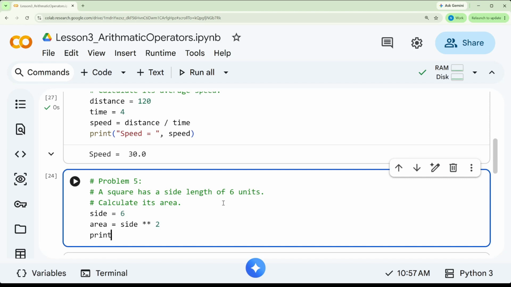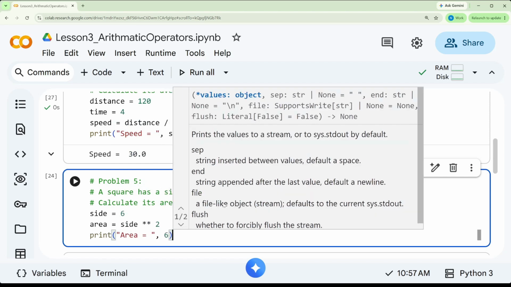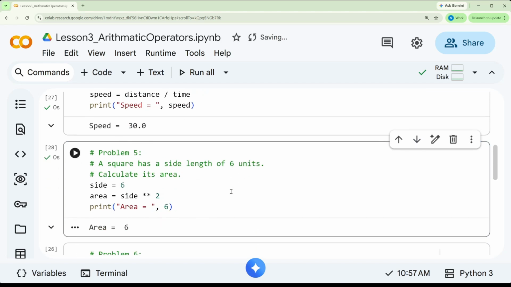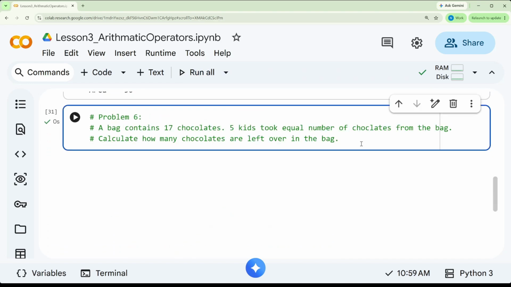So we print the area. What should be the area? Let's run it. As you expected, the area is 36. The next problem is we have 17 chocolates equally divided amongst 5 kids.